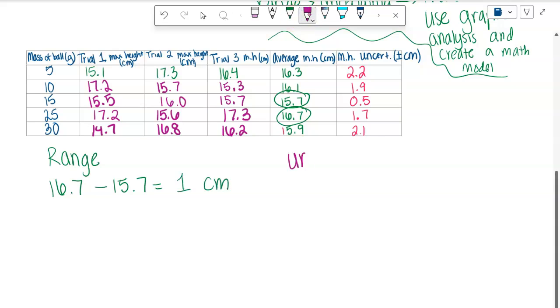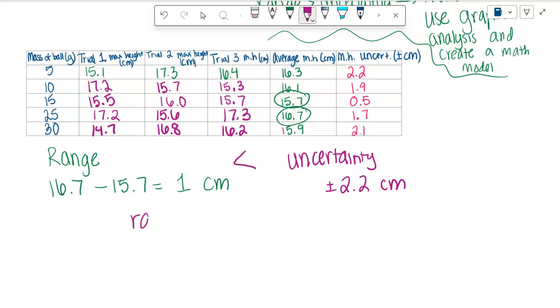Well, if we look at our uncertainty, our largest uncertainty in the entire table is going to be plus or minus 2.2 centimeters. So in this case, our uncertainty is greater than our range, or our range is less than our uncertainty. And so what that tells me is there's no trend in our data. However that mass of the ball is changing, it doesn't necessarily change that maximum height.